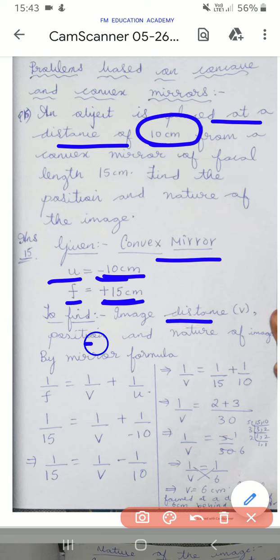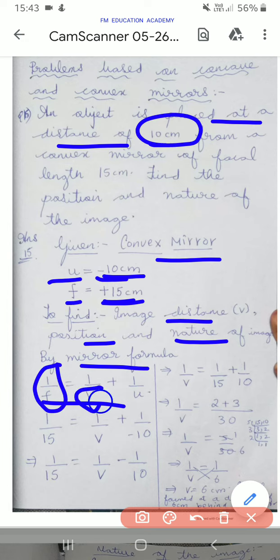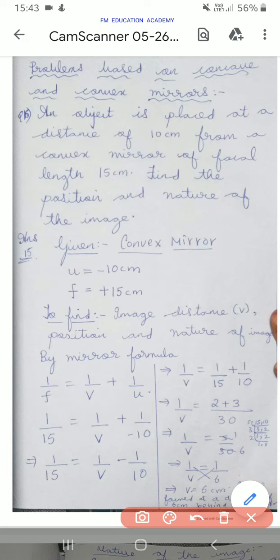We have to find the image distance, position and nature of the image. So we know that by the mirror formula, 1 by f is equal to 1 by v plus 1 by u. Whenever it asks you to find focal length, image distance or object distance, you have to use this mirror formula, 1 by f is equal to 1 by v plus 1 by u. Any two quantities will be given to you, and one you have to find out. Here it is asking us to find the image distance v.